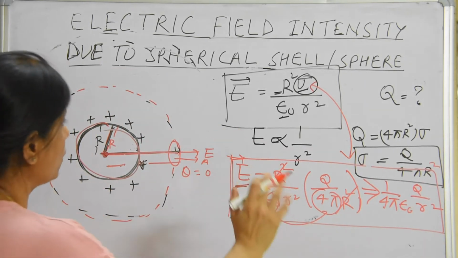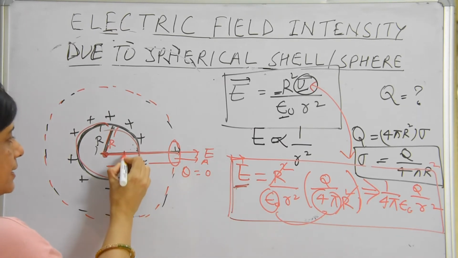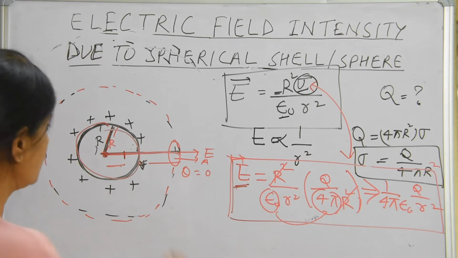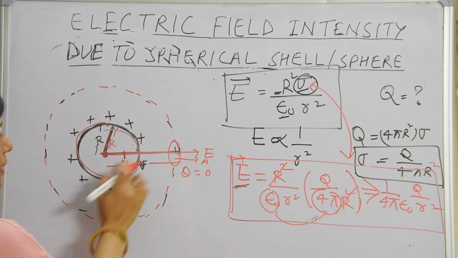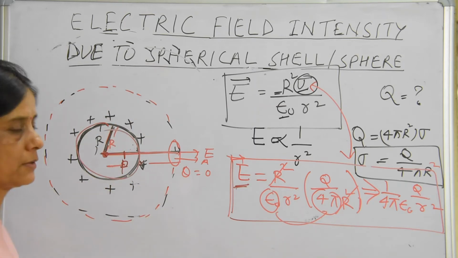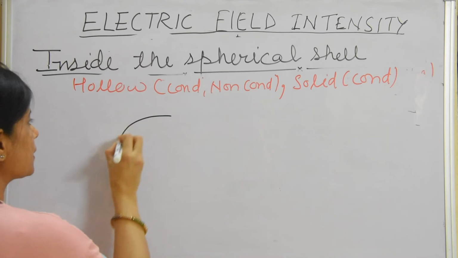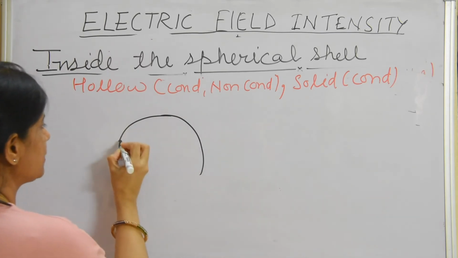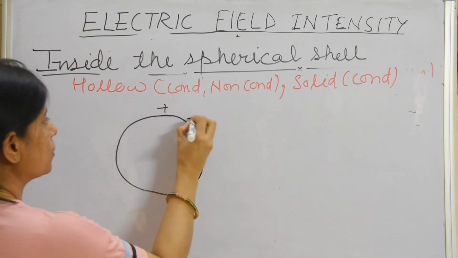Okay. Now let us consider the value of electric field intensity inside the sphere. So the value of electric field intensity E at this point P, which is inside the sphere. So to calculate electric field intensity inside the shell when all the charges are lying on the surface.